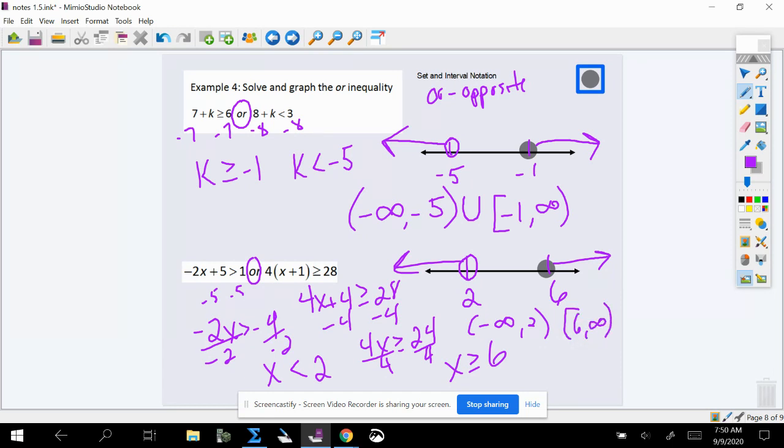There is a bracket around 6, and you can put that capital U between, basically saying these two answers are joined together. They both are part of the same solution of that OR inequality. So you have your AND that looks like sandwiches, and you have your OR that look like opposite rays.